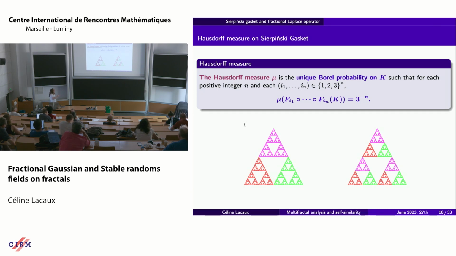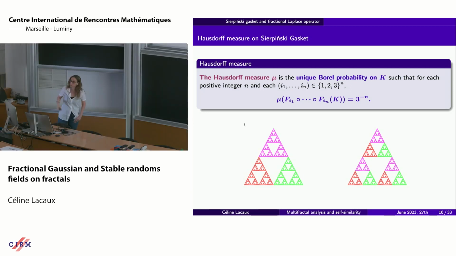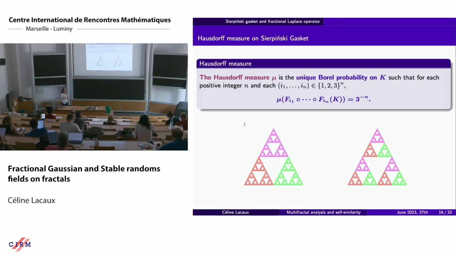So you apply n times the contraction. Each time you choose F1, F2, or F3, and you apply these contractions n times to K, and you say that the mass of this set will be 1 over 3 to the power n. Okay, if I apply one contraction, just F1, I obtain the smaller Sierpinski gasket, and there are self-similarity properties there, so you can say that it is a Sierpinski gasket, but smaller. And the mass of this Sierpinski gasket is 1 over 3. If you apply F2, you obtain the green one, and the mass is 1 over 3. And if you apply F3, you obtain the pink one, and it will also be of mass 1 over 3.